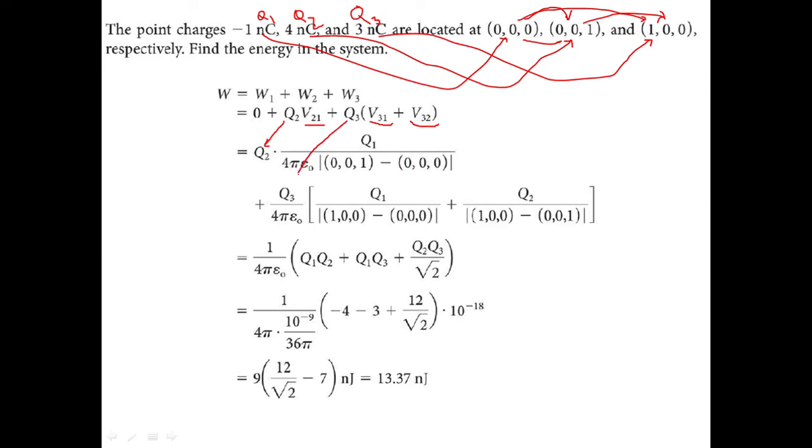Similarly, analyze this one. Q3 is written as it is. V31 will be due to Q1 and this distance will be between 3 and 1. What is between 3 and 1? That is 0, 0, 0 and 1, 0, 0, so 1, 0, 0 minus 0, 0, 0, final minus initial. Similarly V32 will be due to Q2 and this is between the second charge and the third charge. When you add and solve, this is the equation you get. This is the work done, or the energy spent, 13.37 nanojoule.